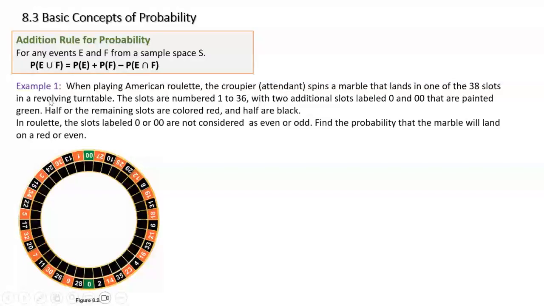This example comes straight from the textbook. It says, when playing American roulette, the croupier or the attendant spins a marble that lands in one of the 38 slots in the revolving turntable. The slots are numbered 1 through 36, with 2 additional slots labeled 0 and 00 that are painted green. You see, here they are painted green.